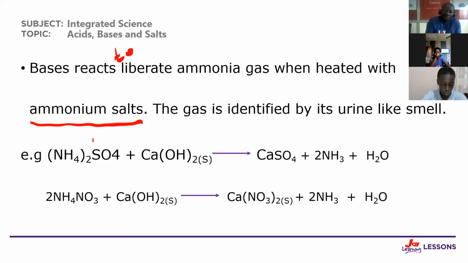So we have on our screen an ammonium salt. Here we have ammonium sulfate, or better still, ammonium tetraoxosulfate 6, which is an ammonium salt, and it is reacted with calcium hydroxide, and we heat the system. Remember, heat is necessary for this. So when we heat, you form calcium sulfate and ammonia in addition to water.